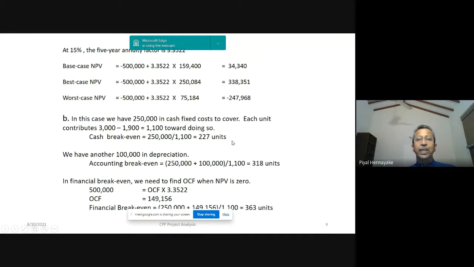Always the cash break even is the lowest because we are not going to make any cash flow, only to break even on cash. That is what we have spent, we recover. So we have another 100,000 in depreciation. Accounting break even is when net profit is equal to 0. So 250,000 plus 100,000 divided by 1,100, we get 318 units, right?